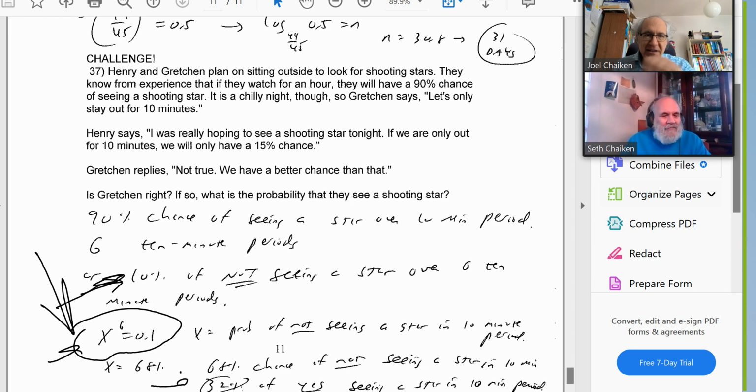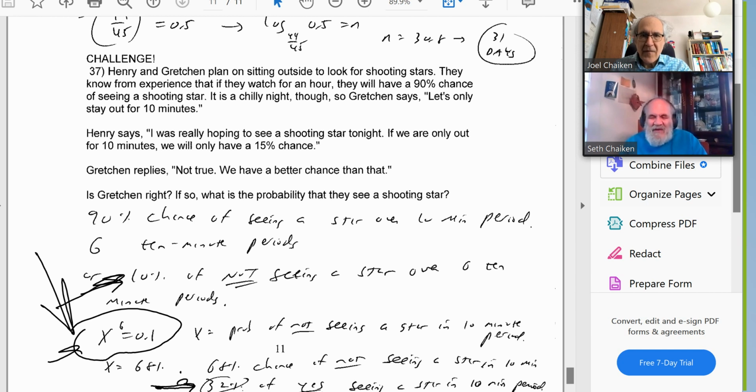Looking at it from the forwards question, this would be the forwards question, right? I think your approach is to divide the hour into 10-minute periods. That's what this person's doing, because the person only wants to stay for 10 minutes. You divide the hour into 10-minute periods, and then the probability of seeing at least one star in 10 minutes, not exactly one star, is S. Then the probability of seeing no stars in the 10-minute period is 1 minus S.